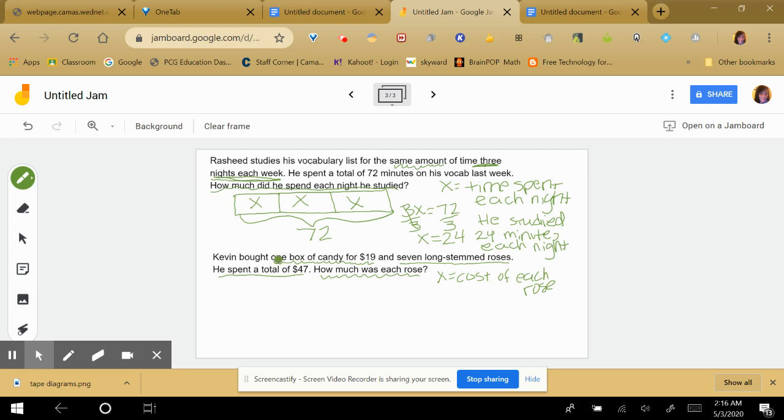Okay, so let's look one more time here. So 1 box of candy for 19. So I can just write 19 into one of my sections of my tape diagram, and 7 long-stemmed roses. Now I don't know how much they cost, that's the unknown, but I do know there's 7 of them. So I'm going to draw a diagram. It's going to be kind of little. X, 2, 3, 4, 5, 6, 7.